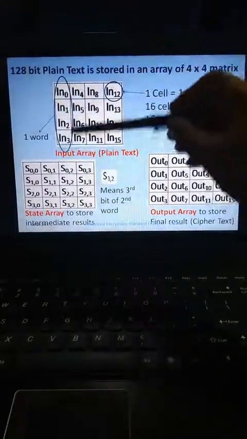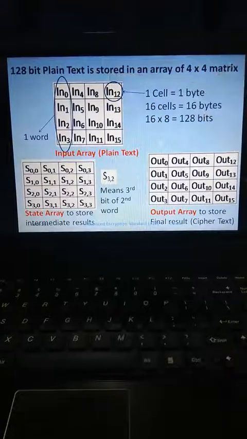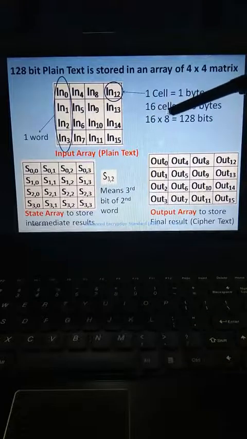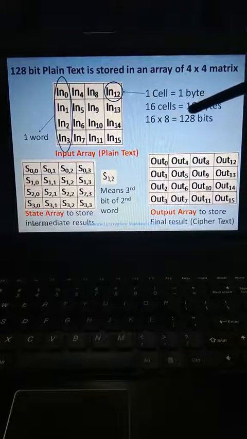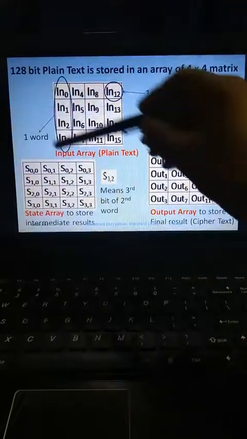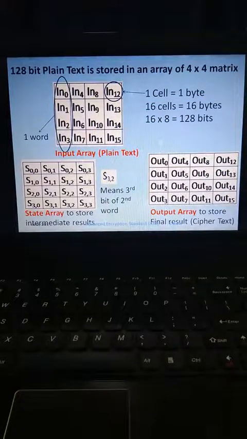And this one column is one word. So this is word 1, word 2, word 3, and word 4. Okay, so there are in total 16 cells. 16 cells means 16 bytes. So 16 bytes into 8 bits equal to 128 bits. So this is the representation of 128-bit plain text in an input array.